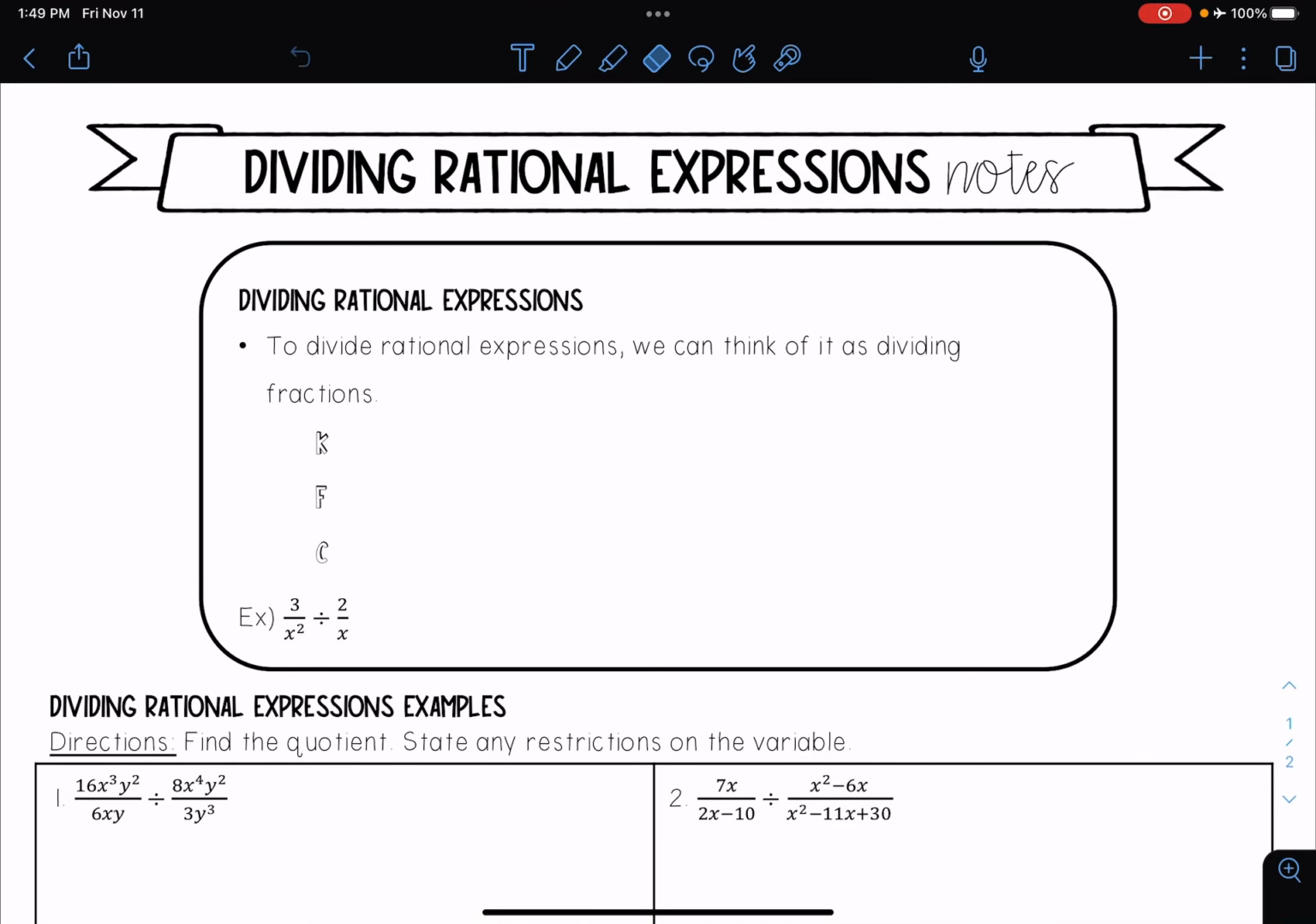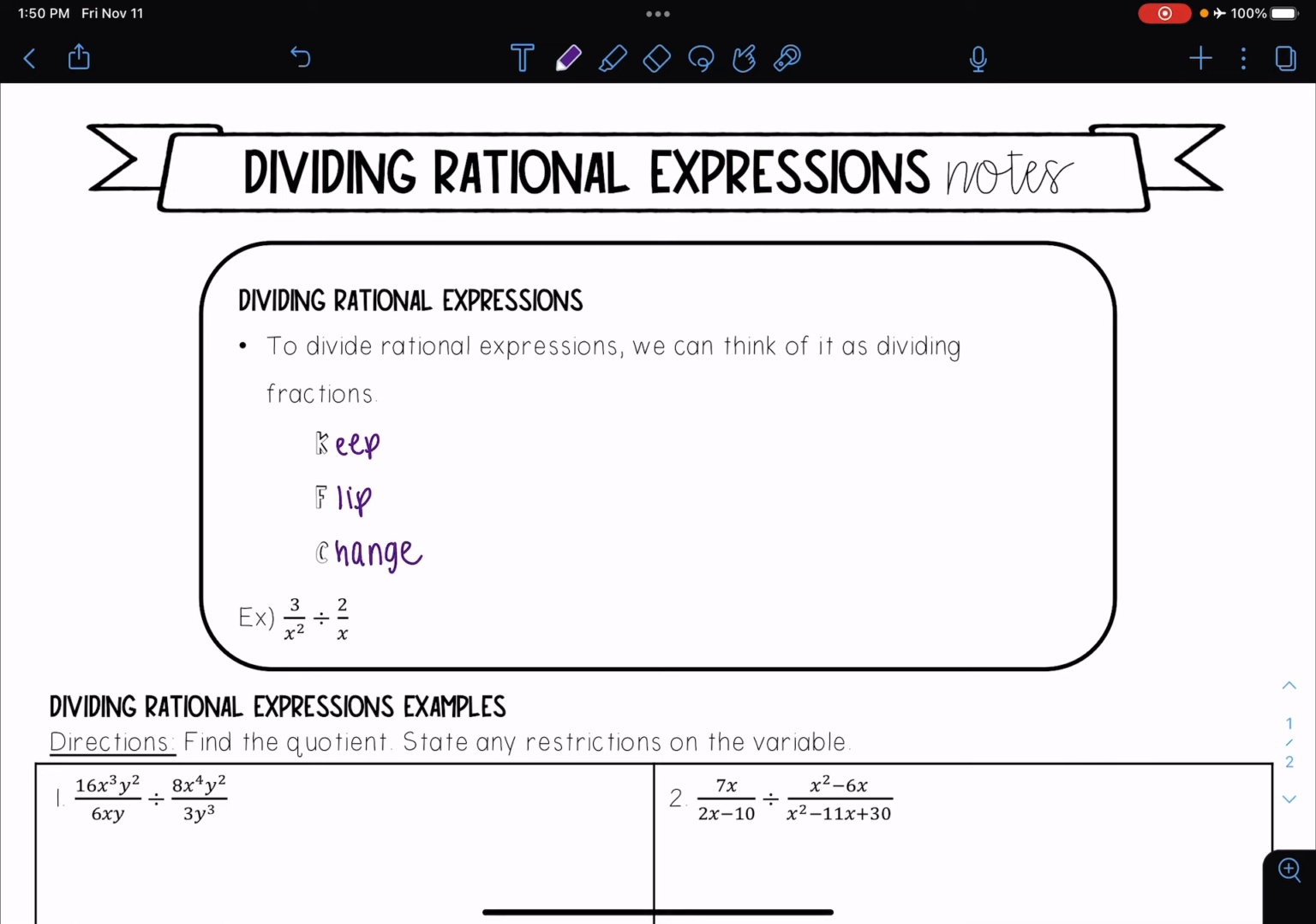Hello everyone, today we're going to be learning about dividing rational expressions. So to divide rational expressions, we can think of it as dividing fractions. And something that helps me with remembering how to divide fractions is the acronym KFC. What that stands for is keep, flip, and change.